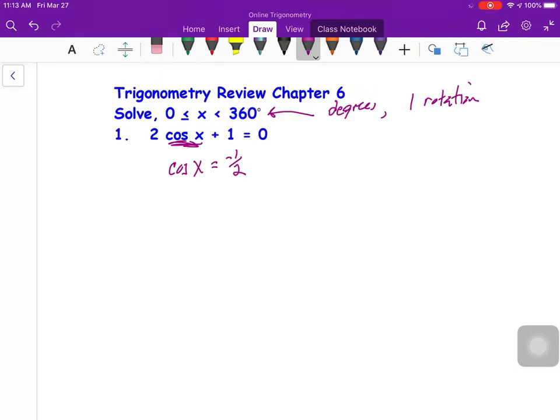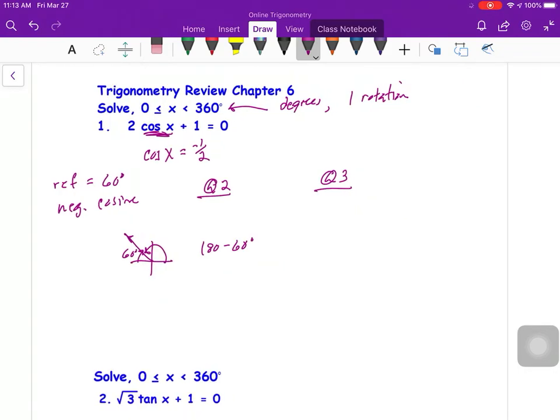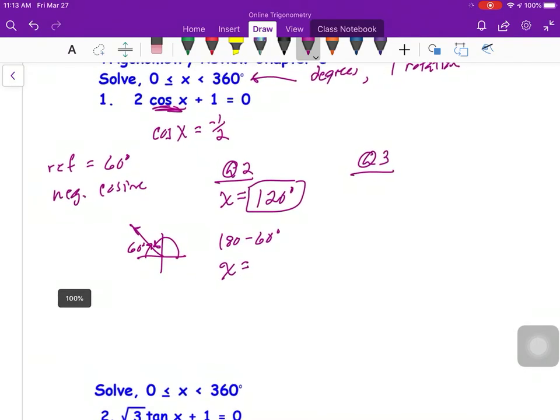Then we decide, is this a quadrantal angle or is this a reference angle type situation? This one is a reference angle. The angle in degrees whose cosine is 1/2, positive 1/2, is 60 degrees. We have a negative cosine. Cosine is negative in quadrants 2 and 3. In quadrant 2, we're moving up 60 degrees. So to get this angle, we would take 180 and subtract 60. So our quadrant 2 answer will be x equals 120 degrees.